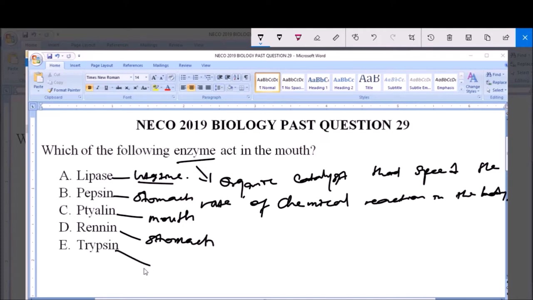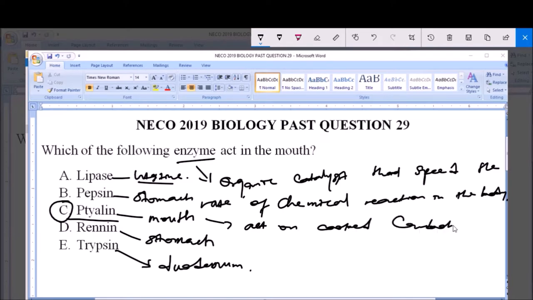The enzyme trypsin is also an enzyme that acts on proteins. It is released by the pancreas, but you find it most especially in the small intestine, the duodenal part of the small intestine. So the question says which of the following enzymes acts in the mouth, and from the analysis I've made, ptyalin is the only enzyme found in the mouth, and like I said, this enzyme acts on cooked carbohydrates. So ptyalin is found in the mouth, and it is secreted with the saliva. So the answer to this question is option C, ptyalin.